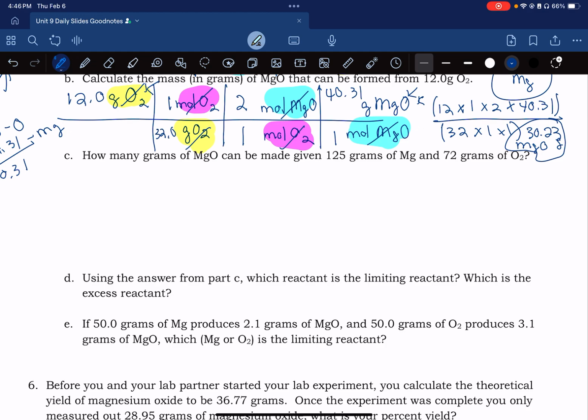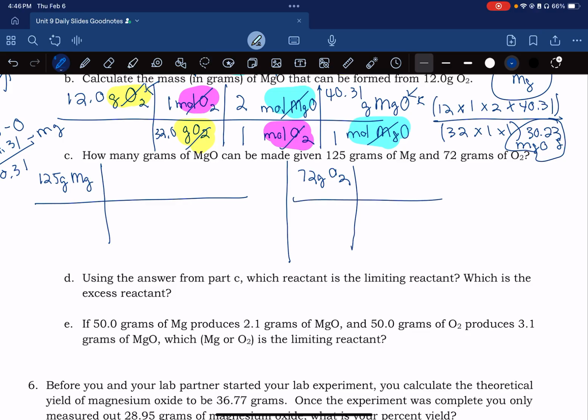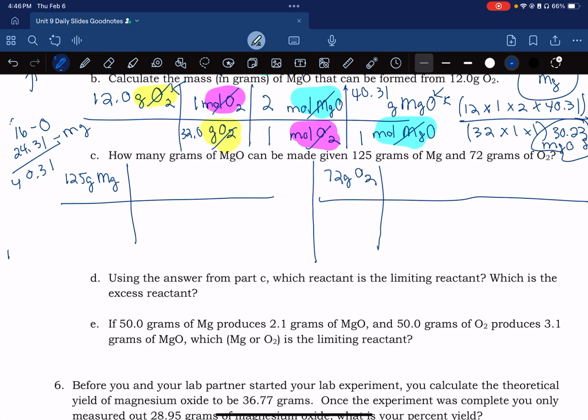Okay. So let's see here. The first step always, and I'm going to set these up kind of at the same time. I have 125 grams of magnesium. I have 72 grams of diatomic oxygen. All right. Getting myself all set up here. I know that step one in this problem is to write my given. You're going to write the number you're given.